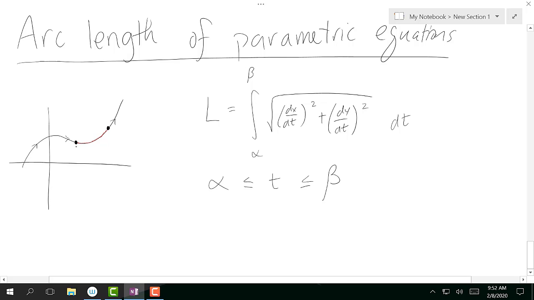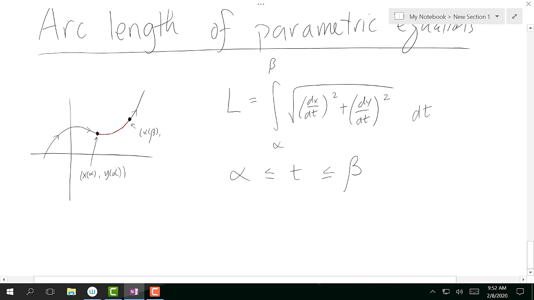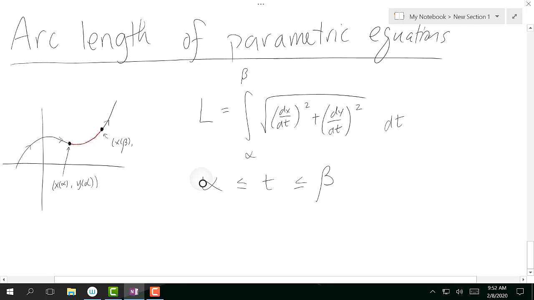So in this picture, what I would have is that this point right here is x evaluated at alpha, y evaluated at alpha, and then similarly this point right here is x of beta, and then y of beta.